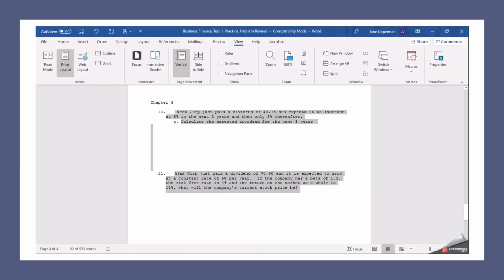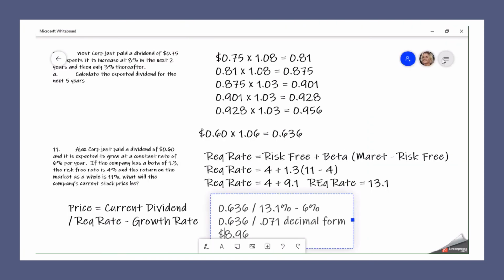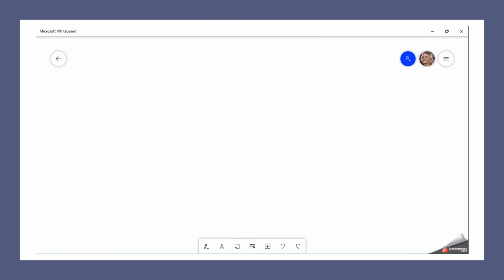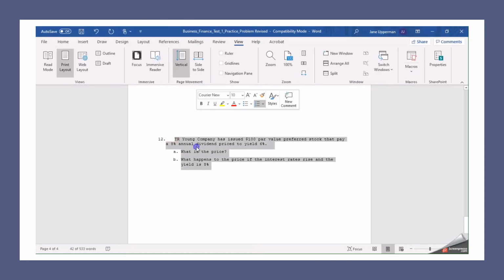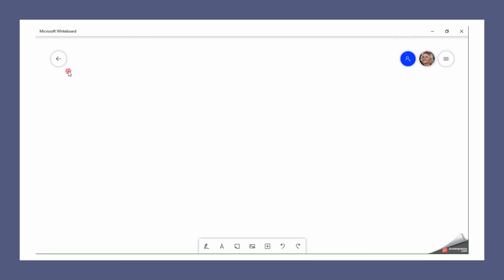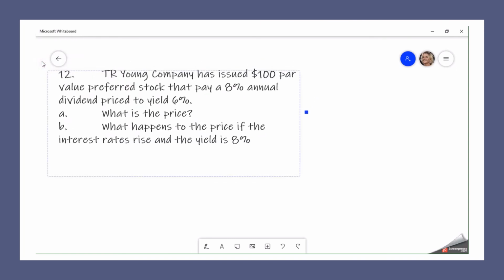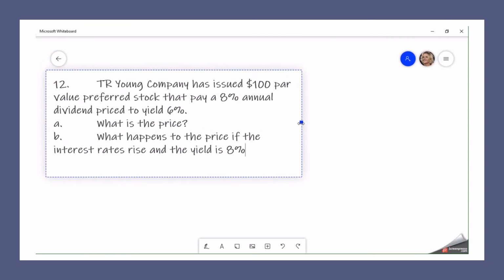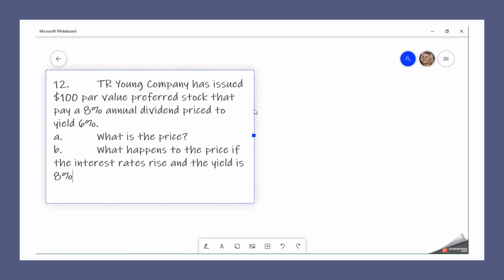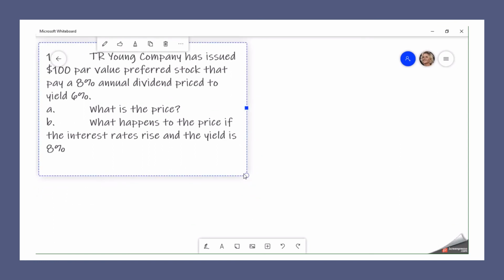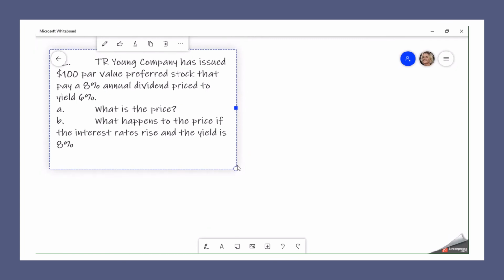Okay. Then we have one more question for Chapter 9. So then let me come over here and clear this canvas. And then we'll copy that over. Make it a little bit smaller. All right, so the TR Young Company has issued $100 par preferred stock that pays an 8% annual dividend and is priced to yield 6%. So what is its price?